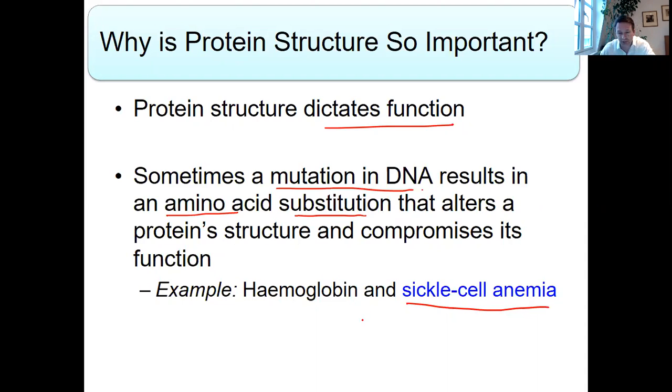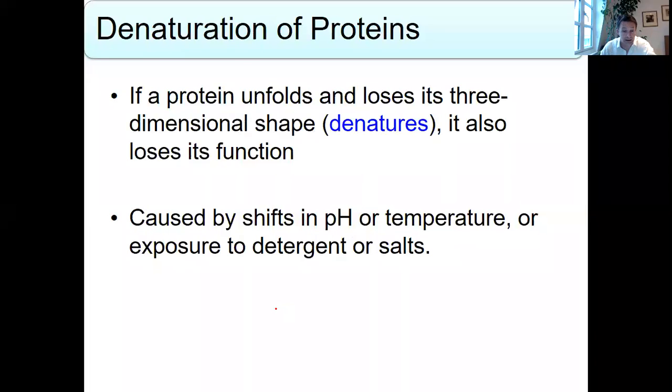And as a result of that, it changes the folding of the globin chain, so it compromises the function quite dramatically. Denaturing proteins. When the protein unfolds and loses its three-dimensional shape, it also loses its function, because the function comes from the shape.